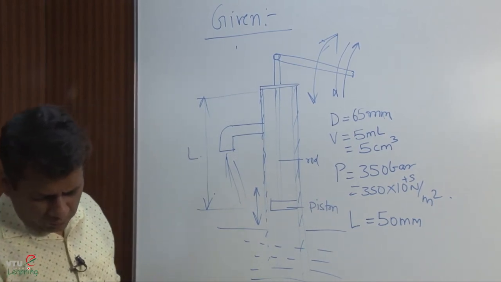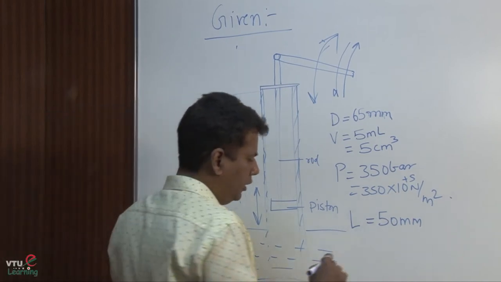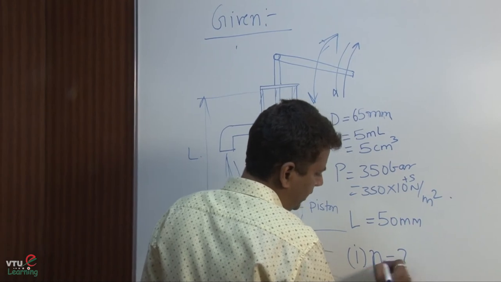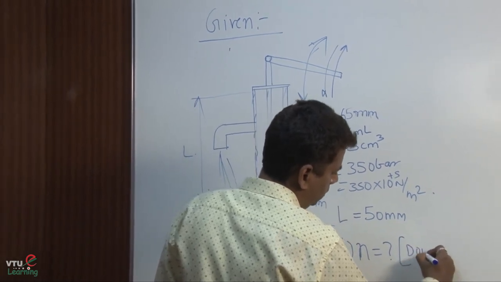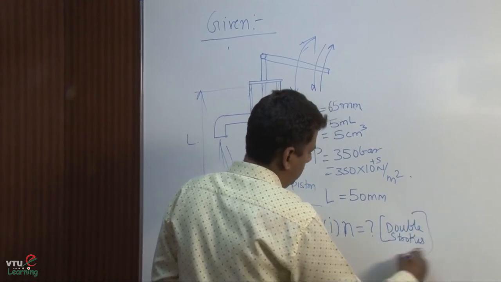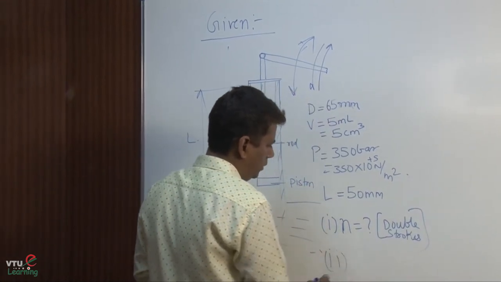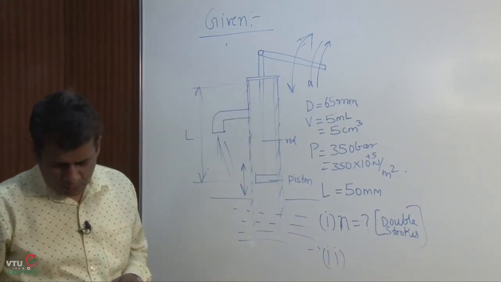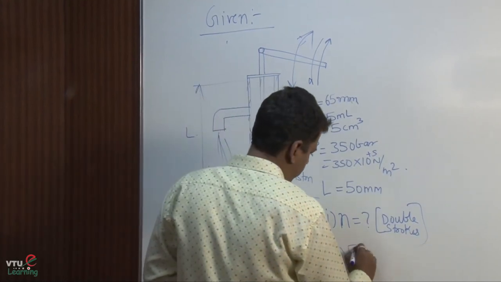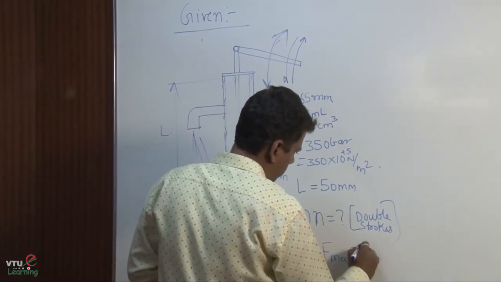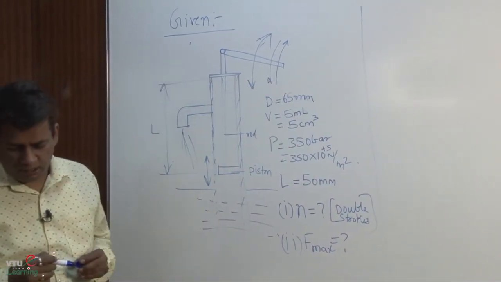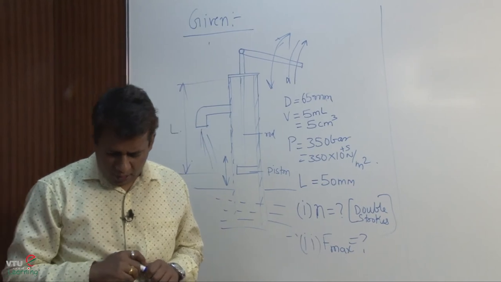So what we need to find out is the number of double strokes, which I designated as small n, number of double stroke n is equal to question mark, and the maximum load it can take up. So these are the things tabulated accordingly given, right? Let us find the number of double strokes.